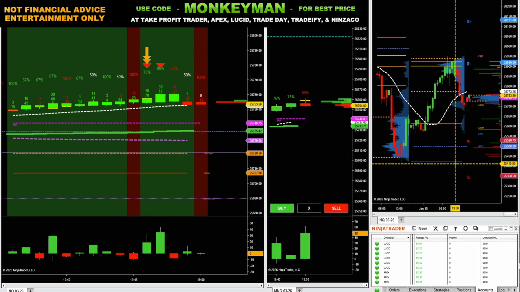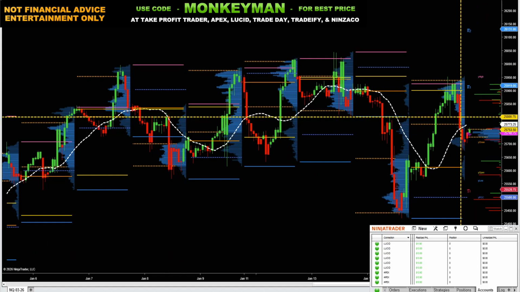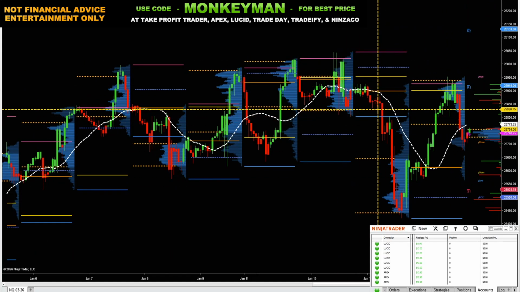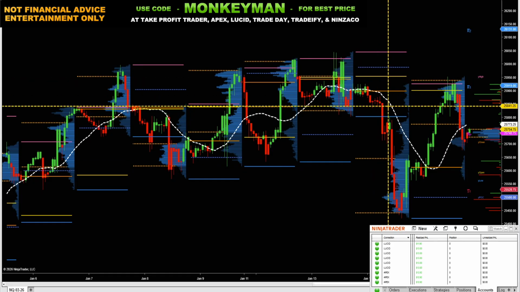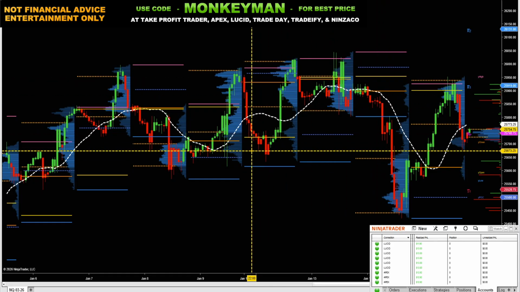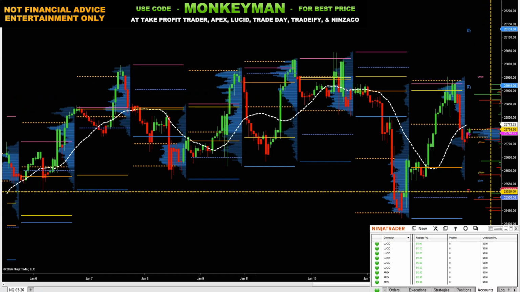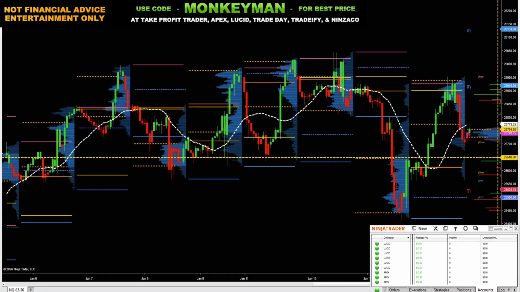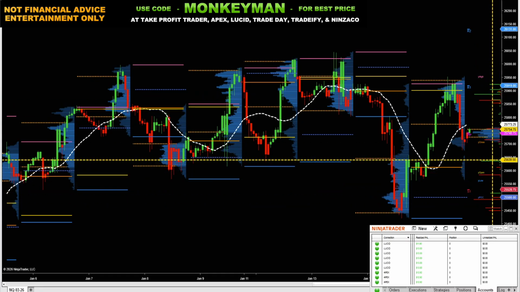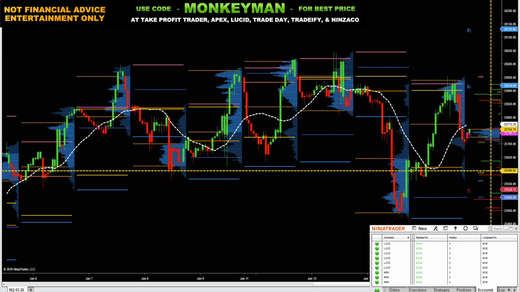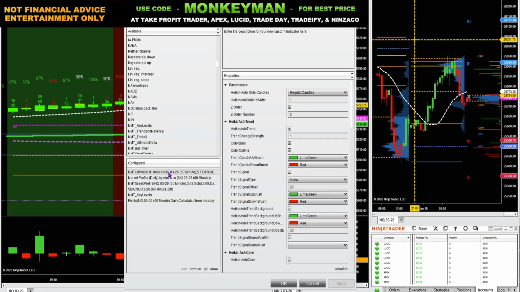Then I've also got an NQ 60-minute chart. I've got daily volume profiles. I've got the key levels so I can see different key levels from many days in the past. I've got the Greek profile on the chart in delta mode, showing me these prior areas of strong buying and strong selling. So on the 60-minute chart, I've got the MMT Ultimate Heikin Ashi.